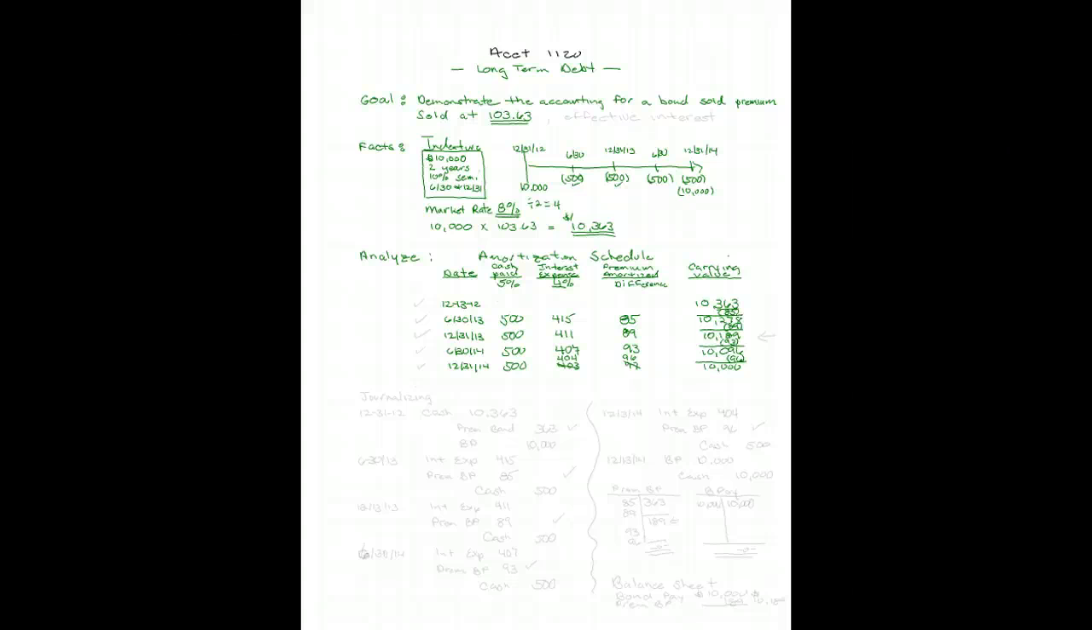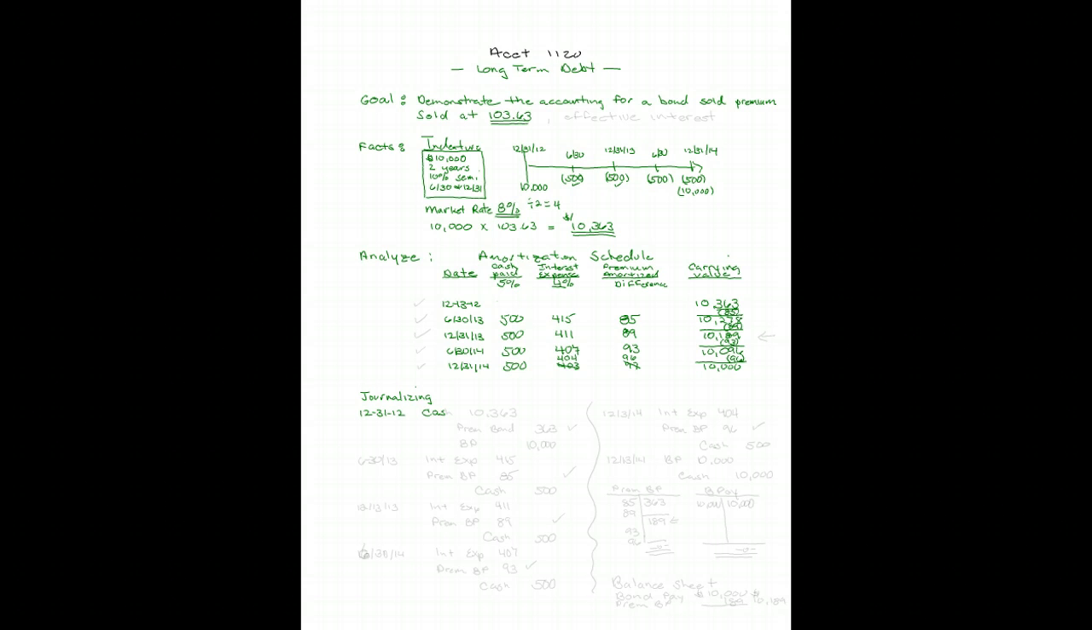Now that we've done that, we can start journalizing. So you put the amortization schedule away and you use it every 6 months when you make journal entries. Let's start at the beginning. We get cash on 12/31, and I've got the year right now.